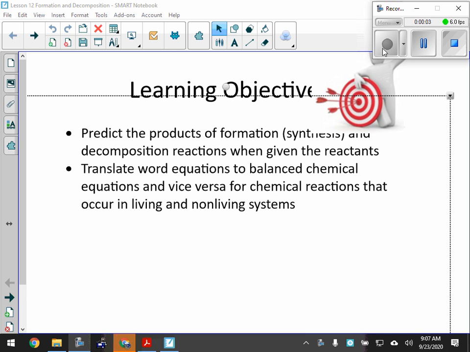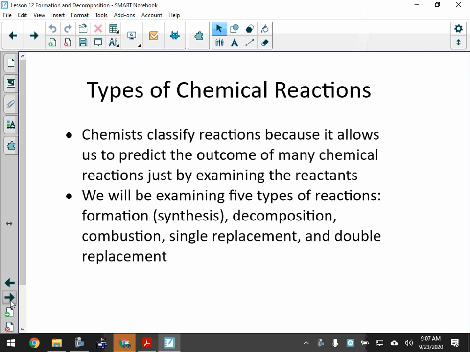Okay, so today we're going to talk about two types of reactions mostly, which are formation and decomposition, all right? But types of chemical reactions: chemists classify reactions because it allows us to predict the outcome of many chemical reactions just by examining the reactants. We will be examining 5 types to go through.